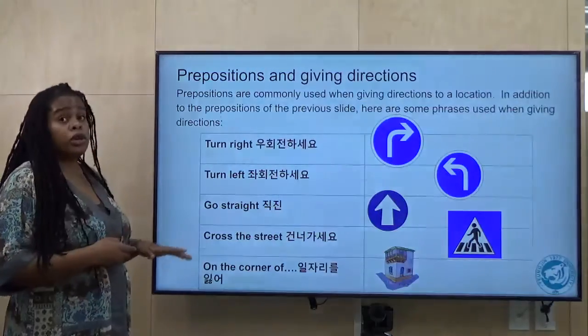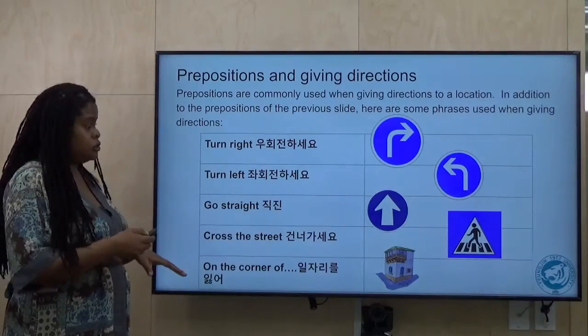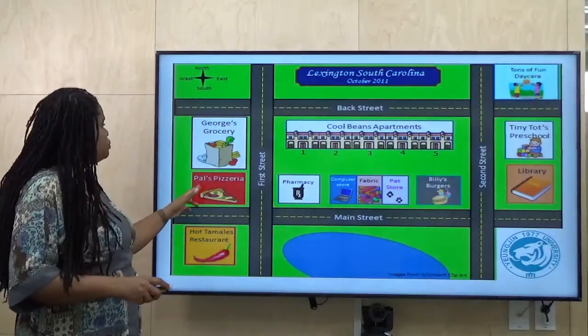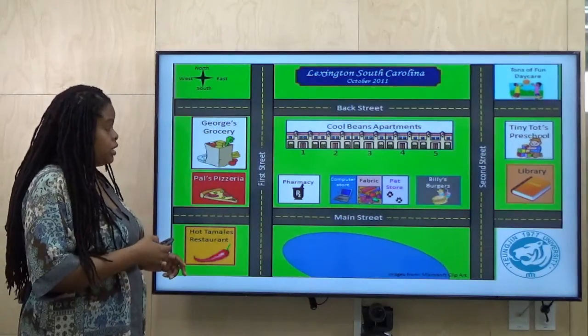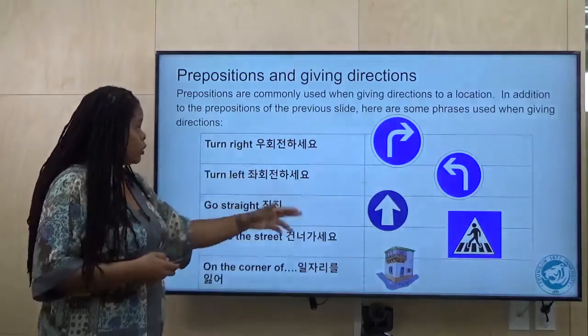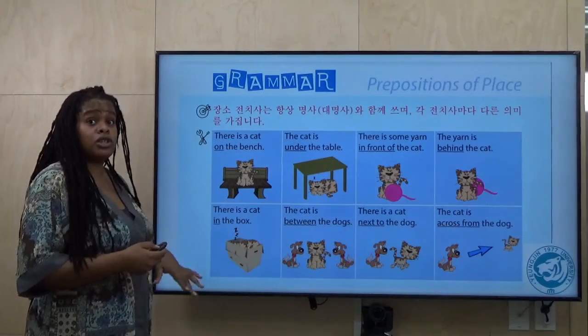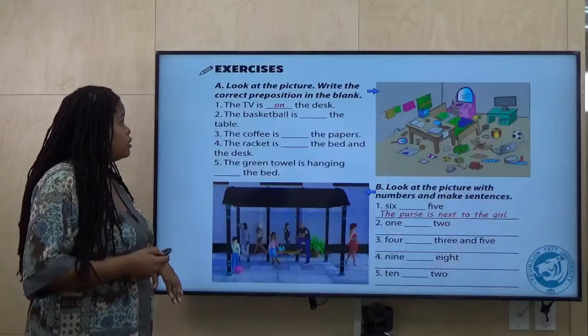So this one you're going to want to spend time practicing. Use this map. There are lots of locations. Just give yourself any starting point and practice combining these direction words and preposition words in giving directions to another location.